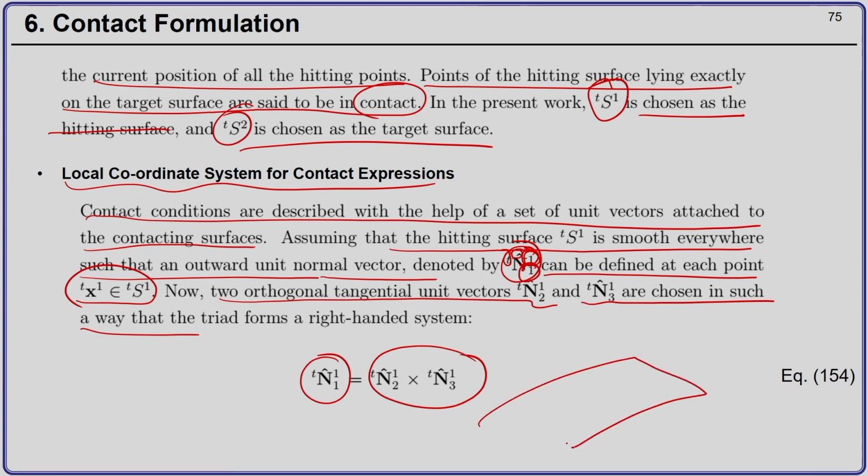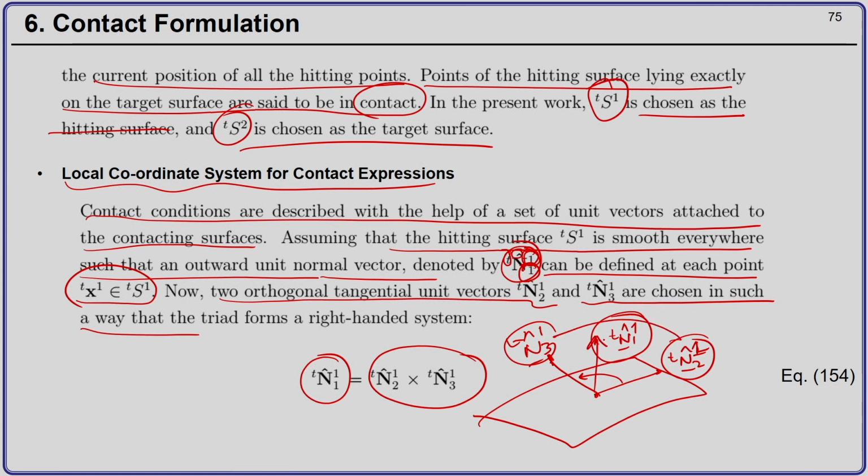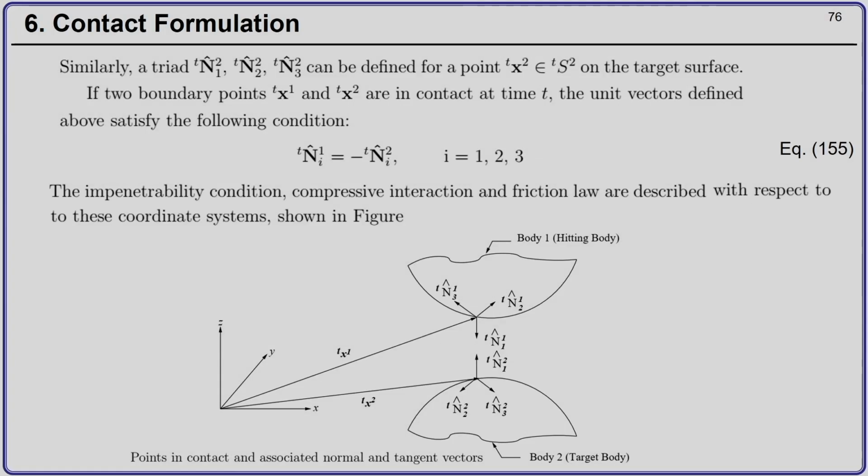So, at the contact surface, you can define what is called the normal like this and two tangential vectors like this. So, n2 cross n3 gives you the normal vector n1. This is set by the right hand rule. So, if you curl your fingers from this to this, then the direction of the thumb will give you the normal. So, this is the convention that we follow.